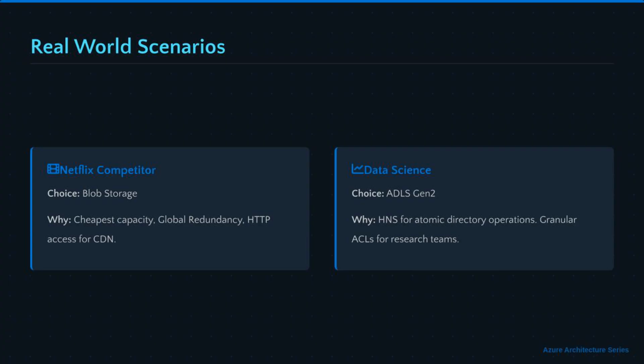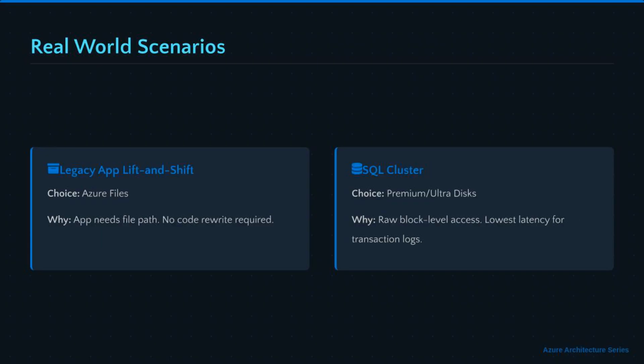Scenario C. The Lift and Shift Legacy App. You have a legacy CMS, content management system, running on Linux that writes config files to a shared directory. You are moving the VMs to Azure but don't want to rewrite the code. Choice: Azure Files, NFS or SMB. Why? The application expects a file system path. It doesn't know how to speak REST API. You mount the Azure file share and the app works without code changes. If you tried to use blob storage here, you would have to rewrite the application's I/O layer.